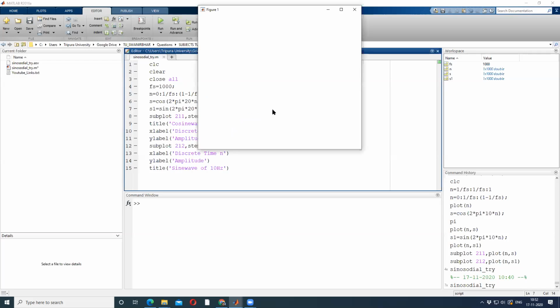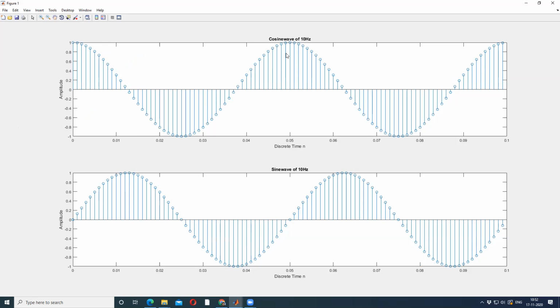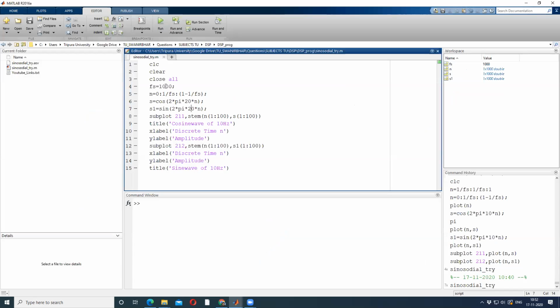Run it. You are having 1, 2, 2 cycles. So for 10 hertz 1 cycle, for 20 hertz 2 cycles, for 30, 40, as you go on to 100 you have 10 cycles. Now this 10 cycles is in 1000 points, whereas your sampling frequency is how much? 1000. Okay, so when you have sampling frequency of 1000, in 1 second you are having 1000 samples. So based on that, this is the condition.